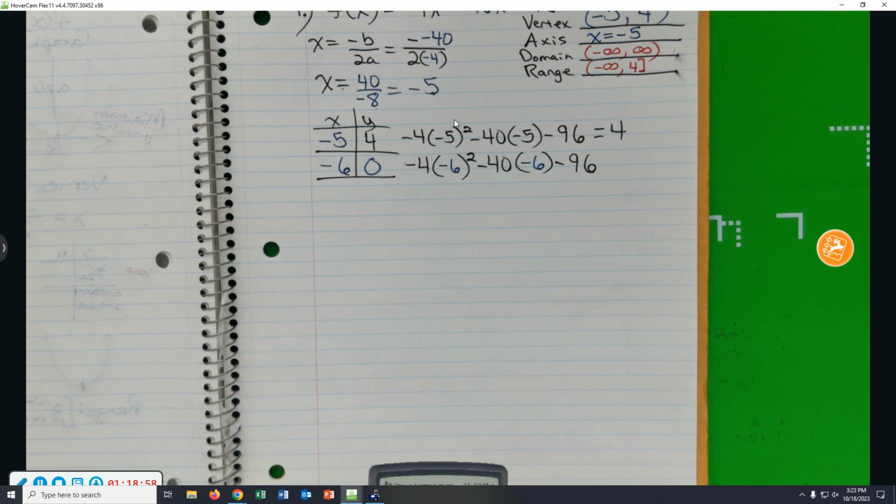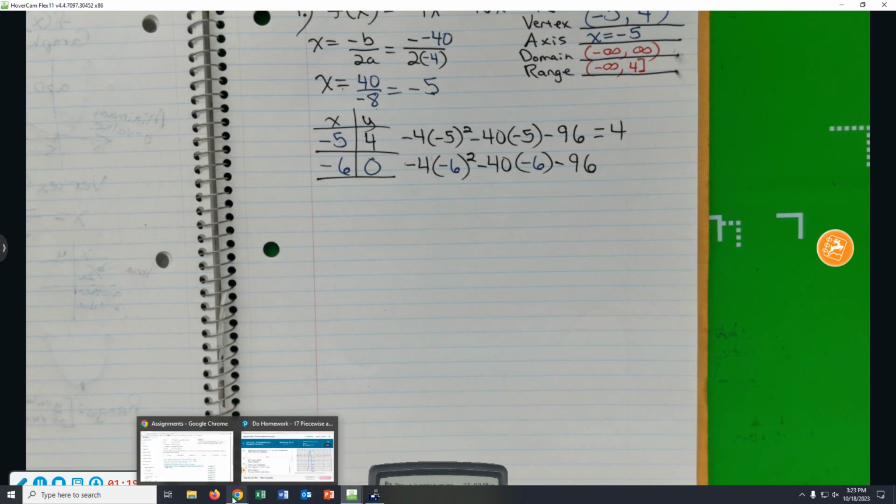I remember once a student asked me, can we always say that the x value of the vertex is in the axis and the y value is in the range? Is that always true? And I said, yes, that's always true. But look at what he's saying.